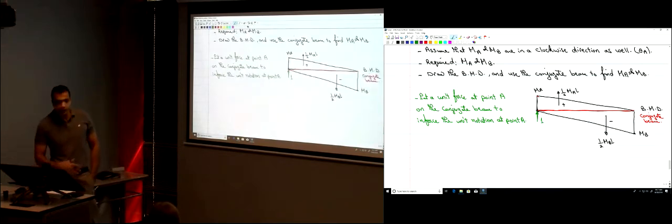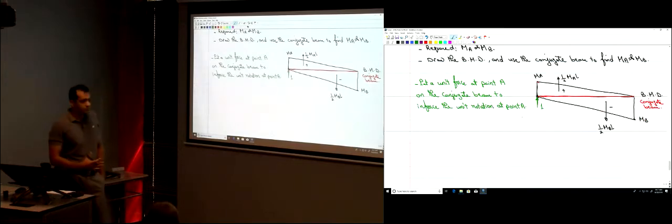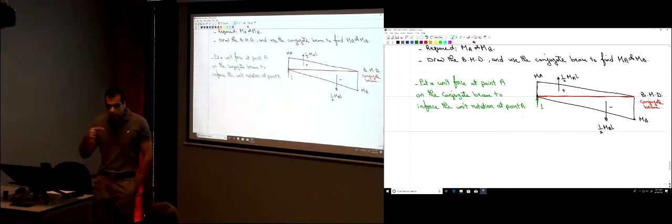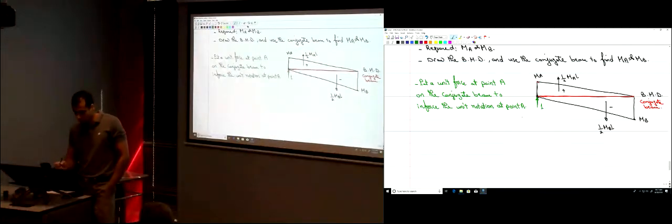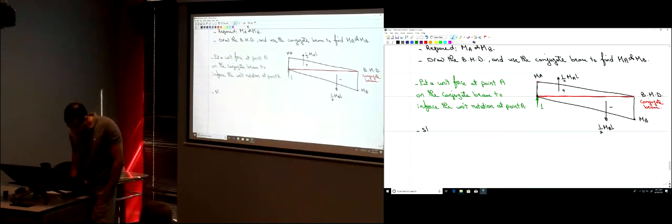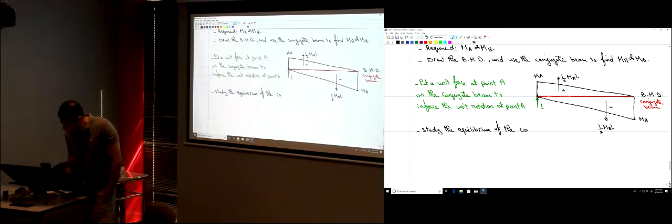So now, how many unknowns do I have on this conjugate beam? 2. I don't know how much is MA. I don't know how much is MB. Okay? So I need 2 equations to find MA and MB. So I'm just going to study the equilibrium of the conjugate beam.